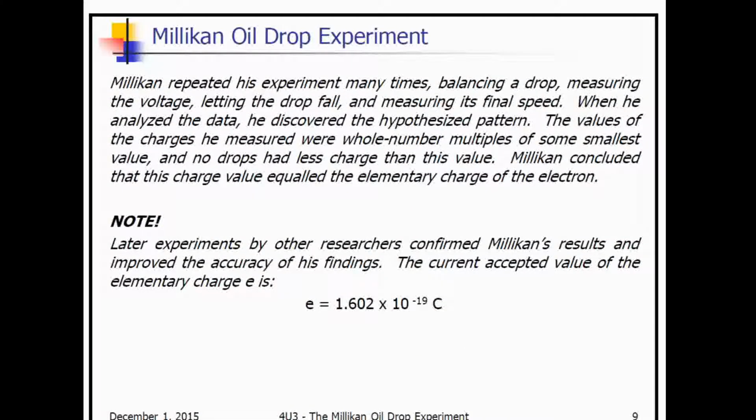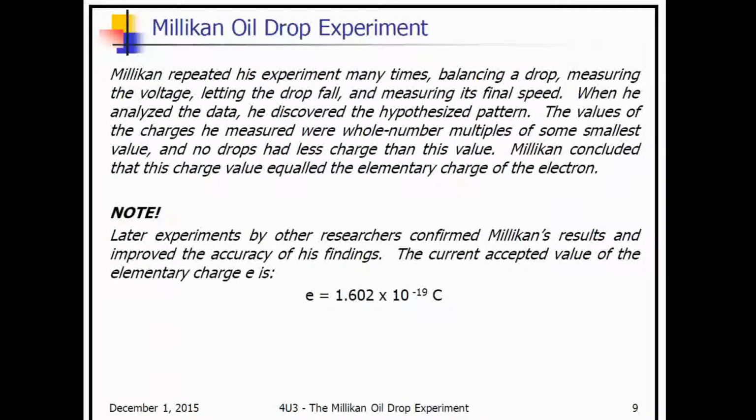Millikan repeated this experiment many times, balancing a drop, measuring the voltage, letting the drop fall. He ends up getting a series of data, and from that data, he notices that there is an elementary charge. Each of the data points is basically this elementary charge times a whole number. So he then determines the elementary charge as 1.602 times 10 to the negative 19. So he could basically determine how many electrons the oil drop picked up by observing what its charge was, dividing that charge by this elementary charge.